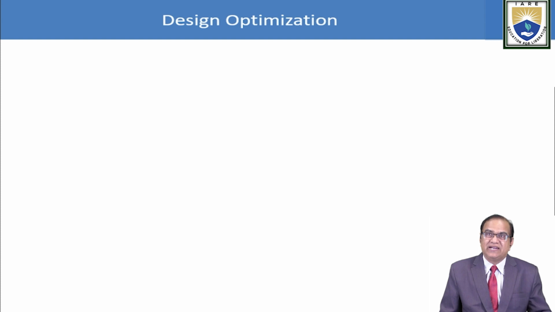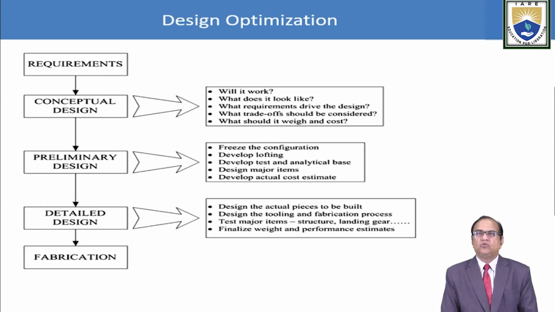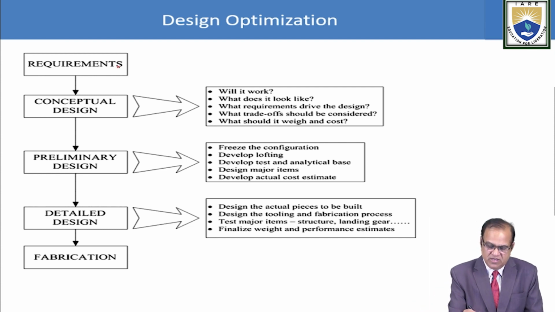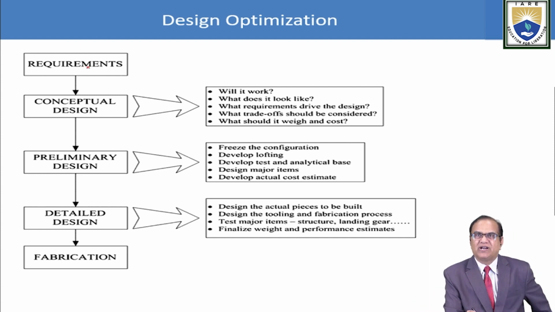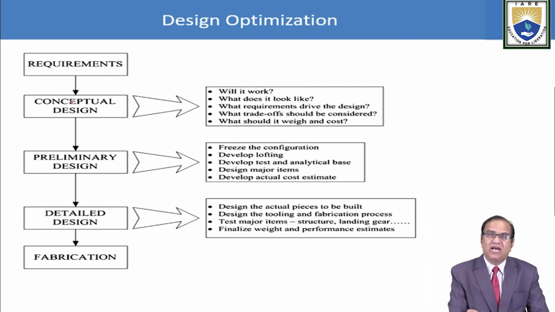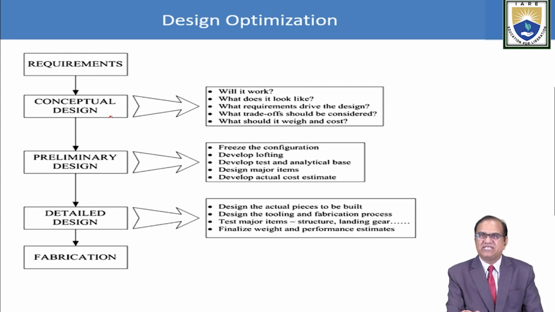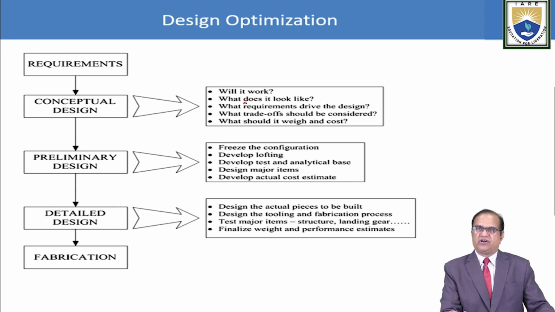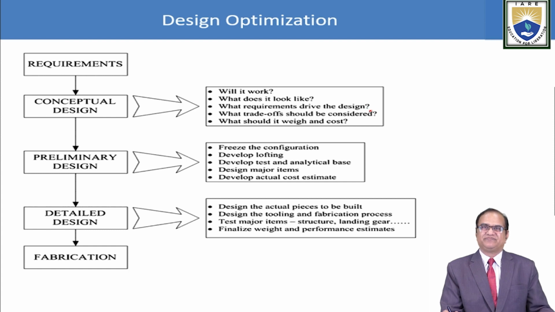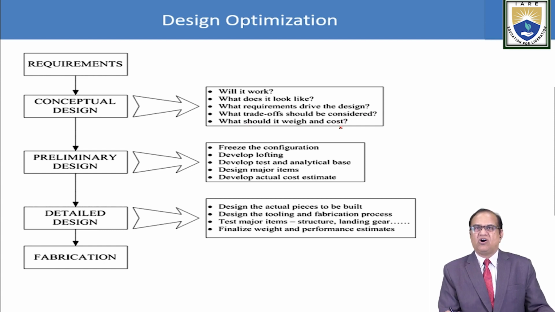Now we have to do the design optimization. How to go about this design optimization is, first is the requirement, the performance requirements. Then we will go to the conceptual design, that is the first phase. In this, we have to ask some questions. Will it work or not? What does it look like? What requirements drive the design? What trade-offs should be considered? What should it weigh and cost?